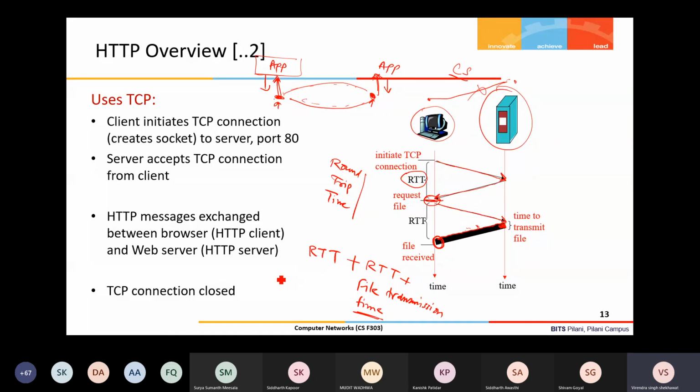Then we say it will take 2 RTT plus the file transmission time. The object will be transferred, and then the connection will be closed by the client. So just one message will be received.